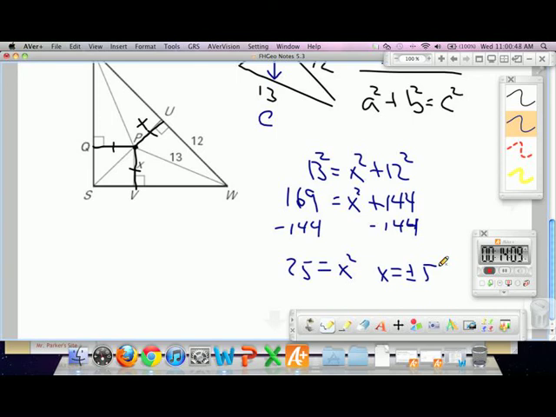Why do we throw one of them out? Because our problem is a geometry problem. We can't have a negative side length. So we'll stick with just the positive value. So therefore, this is 5, and therefore that's also 5.